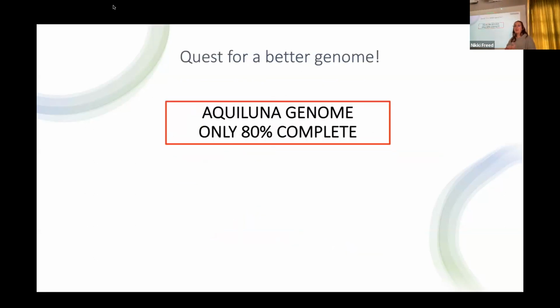However, our Aquiluna genome was only 80% complete. So while we're seeing some of these really nice patterns, we can't say for sure everything that we want to about this really interesting bacterium that we find dominating the Wairarapa estuary community. So we went on a quest to get a better genome for Aquiluna and hopefully also Rhodoluna, so that we can see some of that really nice niche differentiation pattern happening.